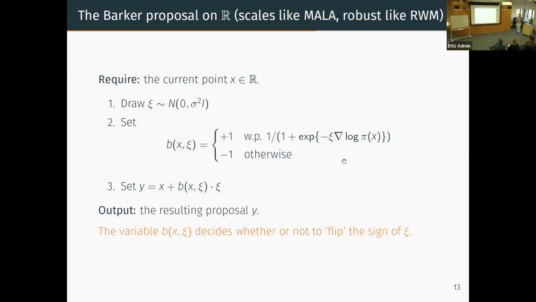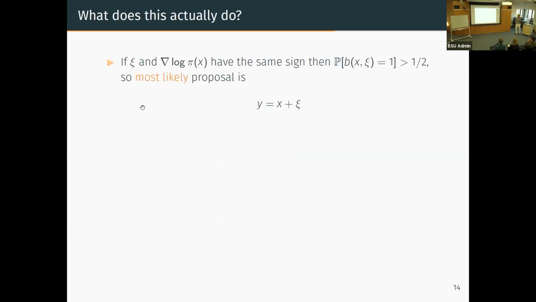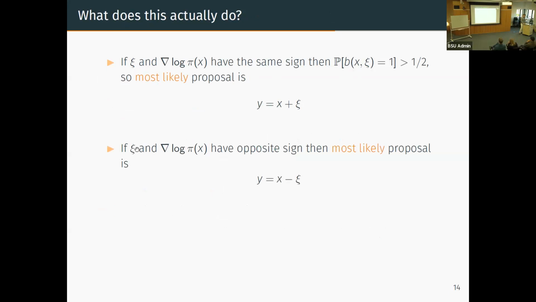Yeah. And what's the message? Basically, this variable b in one dimension, you can think of as deciding whether or not to flip the sign of the initial proposal xi. What's it doing in a bit more detail? If xi would take you in the direction of the gradient, then with probability more than a half, I will set b equal to 1, and I will go in that direction, because according to the gradient, that's a good idea. If they have opposite sign, however, then I'm more likely to flip it and still go in the direction of the gradient.